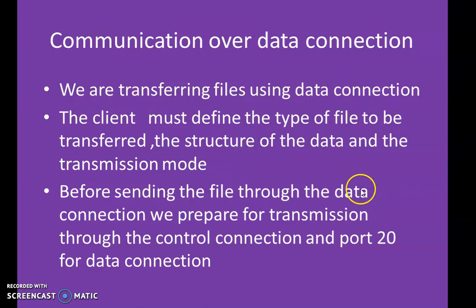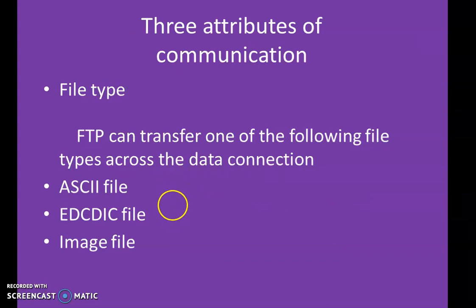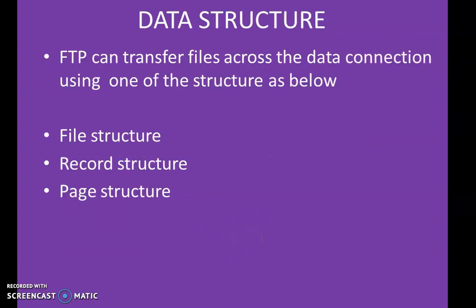When transferring files, 3 things must be informed to the server: the type of the file, the structure of the data, and the transmission mode. These 3 things must be specified while transferring any file, and this is happening on port number 20. FTP can transfer one of the following file types: ASCII file, EBCDIC file, or image file, whatever it is. Data structure means file structure, record structure, or page structure. So simply we can't send any file from one system to another; everything we have to specify, including the port number.